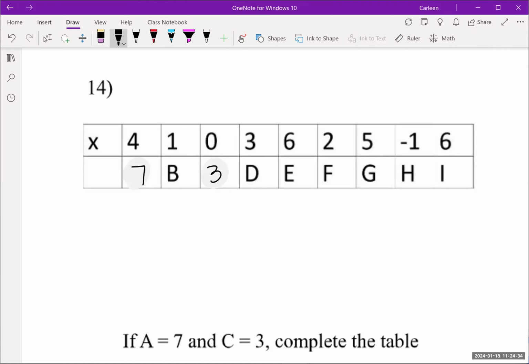Complete the table. Okay, so horizontally, they are mixed up, right? There's no pattern. The pattern is vertically.